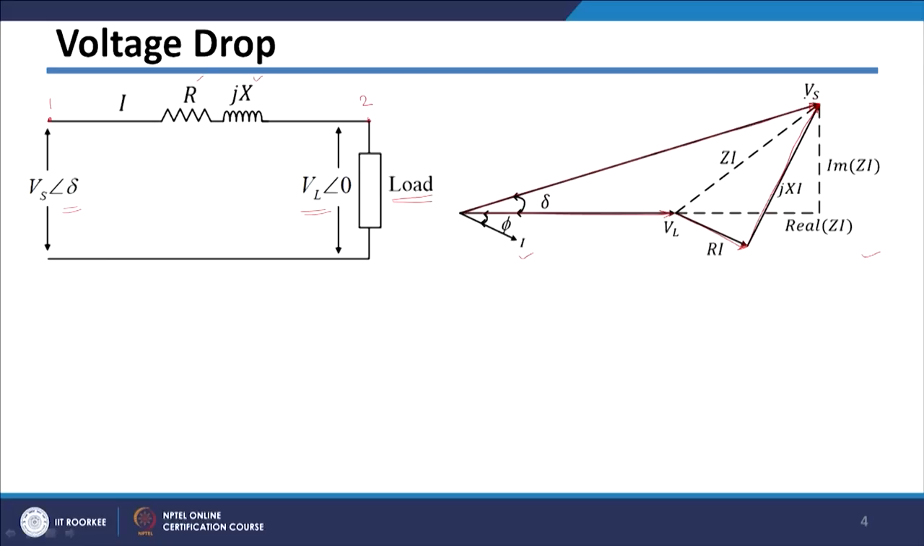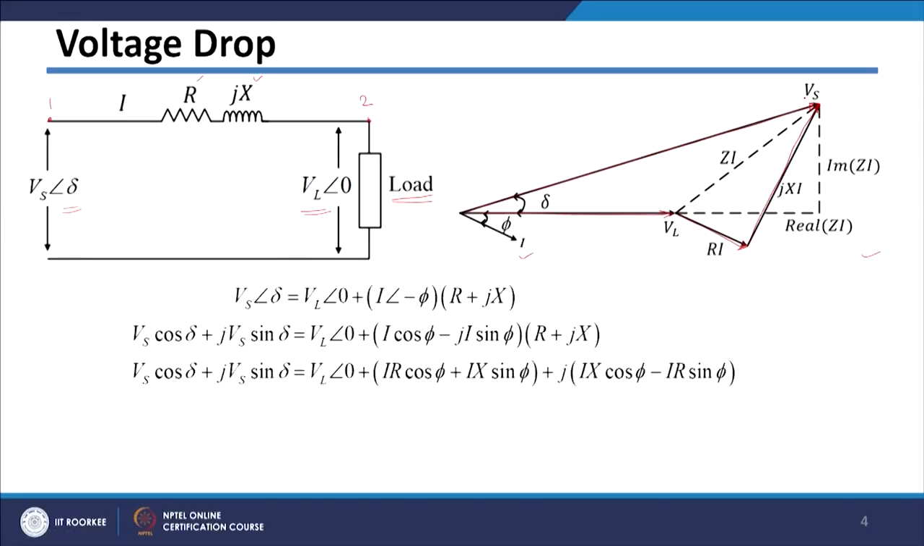Now, if you do exact analysis, your Vs voltage, that is Vs angle delta, will be VL angle 0 plus the voltage drop across your feeder component, that is R plus jX, which is the feeder impedance, multiplied by current, which is the drop across the feeder. Now, if you write it in rectangular coordinates, this Vs angle delta can be converted into Vs cos delta plus j Vs sin delta. VL angle 0 I kept as it is, because it will not have an imaginary part.